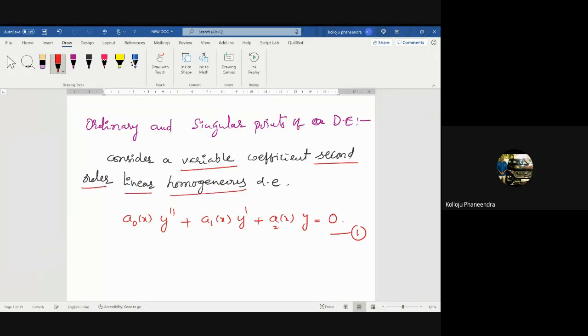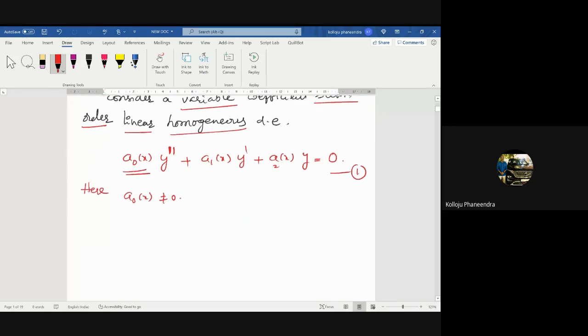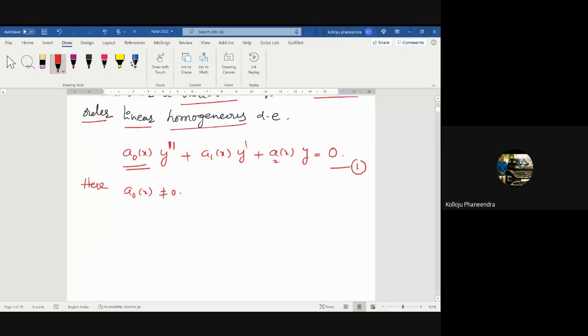You know what is meant by homogeneous? Right side function is 0. Here, always remember, second order differential equation means this coefficient should not be 0. Here, a naught x never 0. This is equation 1. Now, dividing this equation 1 by a naught x.